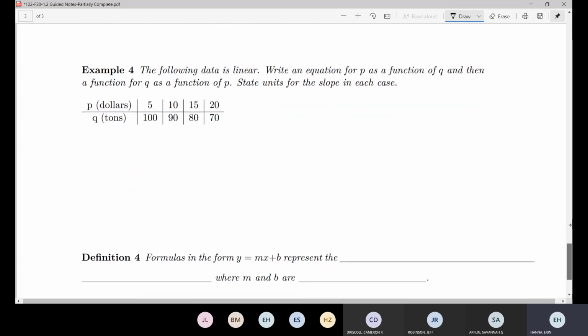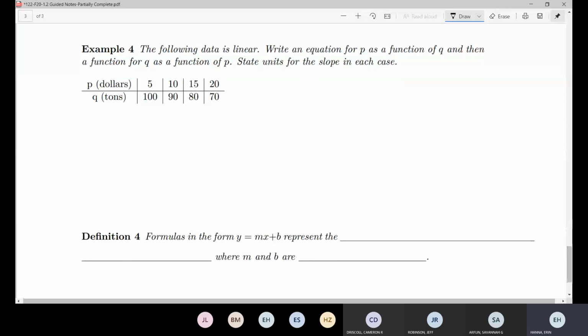So the following data is linear. So super nice, we don't have to check it. We're just told that it's linear. Write an equation for P as a function of Q, and then for Q as a function of P. I don't know why my brain short-circuited when I read that. State the units for the slope in each case.